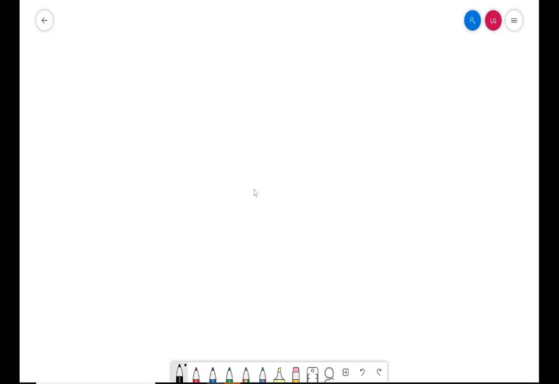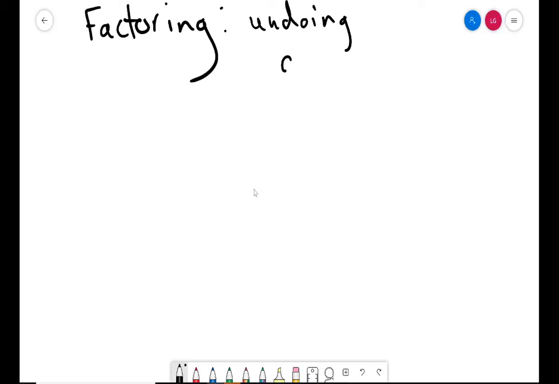We've talked about different aspects of polynomials: degree, form, and behavior; multiplication, addition, simplifying. Today we're going to talk a little bit about factoring. The first thing I want to do is establish factoring as, in a lot of ways, undoing distribution.